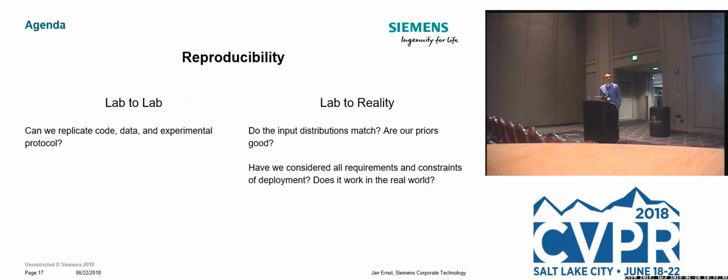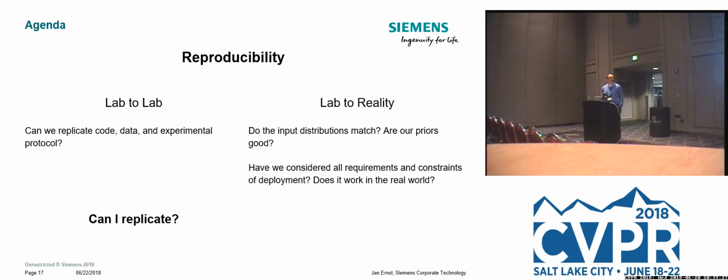So now let me separate into two kinds of reproducibility that we typically look at. The first one is lab to lab. So you want to reproduce some analytics from your own previous results or from some other lab. There you typically ask questions like, can I replicate code, can I replicate data, experimental protocol, and so on. Then lab to reality asks more about, do distributions match? Are my priors good? Have I considered everything that I will encounter in the real world? This is a less algorithmic perspective on reproducibility.